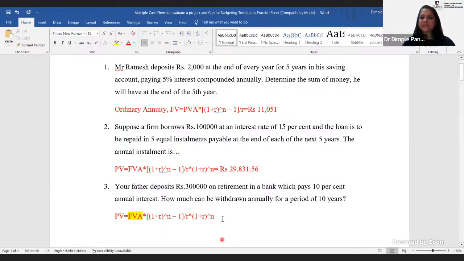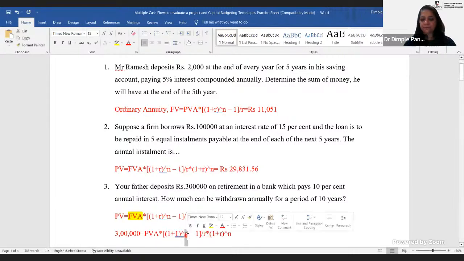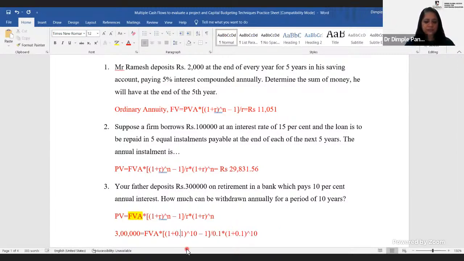Okay. So the present value of the amount that father deposits is 3 lakhs. 3 lakhs is deposited today. So what is the amount he can withdraw in the future? Because you're withdrawing this amount in the future, not today. So what is that equal amount that you can withdraw? 1.1 raised to 10, minus 1, and here R will become 10%, so it will become 0.1. So just do 1.1 raised to 10.